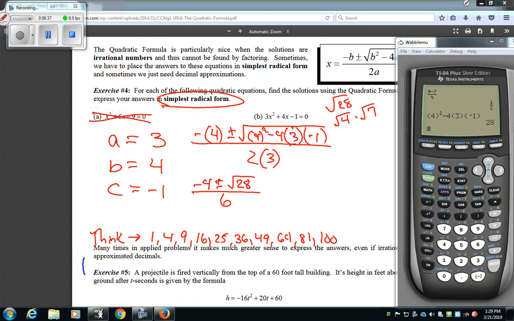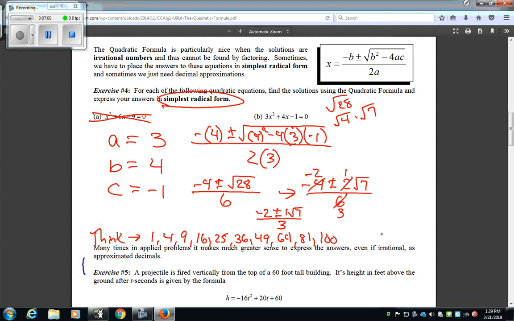Now, radical 4 is 2, so when I rewrite this, I got negative 4 plus or minus 2 radical 7 over 6. And to finish simplifying it, because it's a fraction, I can look at the whole numbers and I can divide all those whole numbers by 2. So I end up with this as an answer, negative 2 plus or minus 1 radical 7 over 3. So again, those are the two solutions. It's negative 2 plus 1 radical 7 over 3, and negative 2 minus 1 radical 7 over 3.